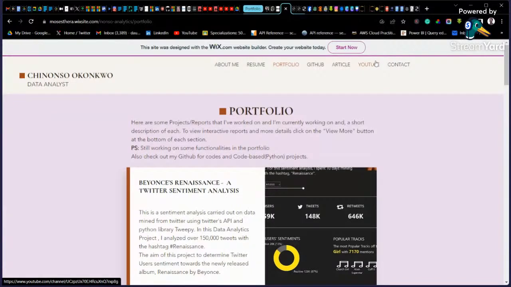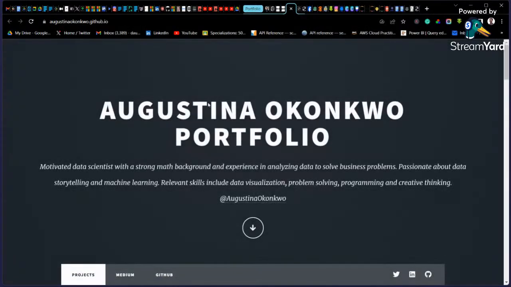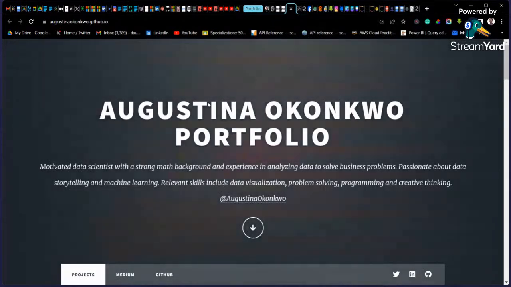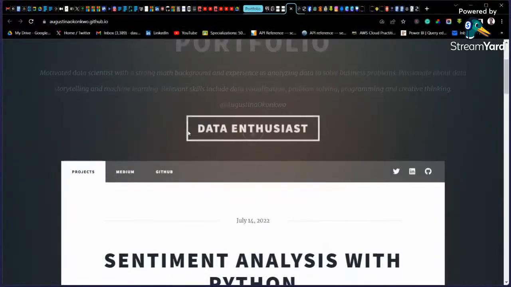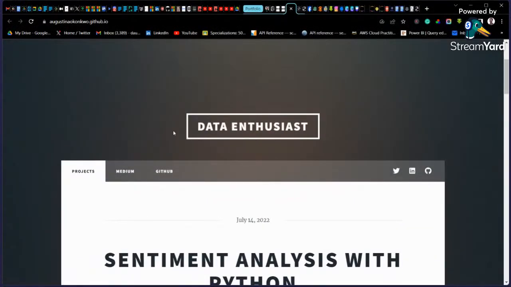And then we have the next one here built on Google Page. So this is Augustina Okonkwo, which is Tina's portfolio. It is built on Google Page. So all this information that we do will be presented to you. You can look at it. Some resources will be provided to you on how you can build all of this.